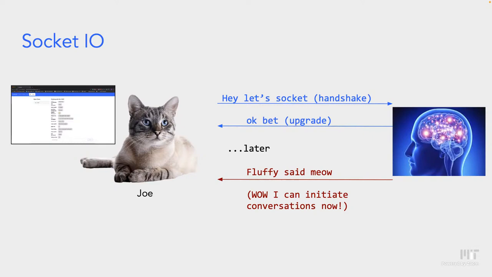So now Joe and the server can both send messages to each other, and no one has to specifically ask for something and get a response. They can just send information. So maybe sometime later, the server can then tell Joe, Fluffy sent this message. So the server doesn't actually have to wait for Joe to initiate anymore.